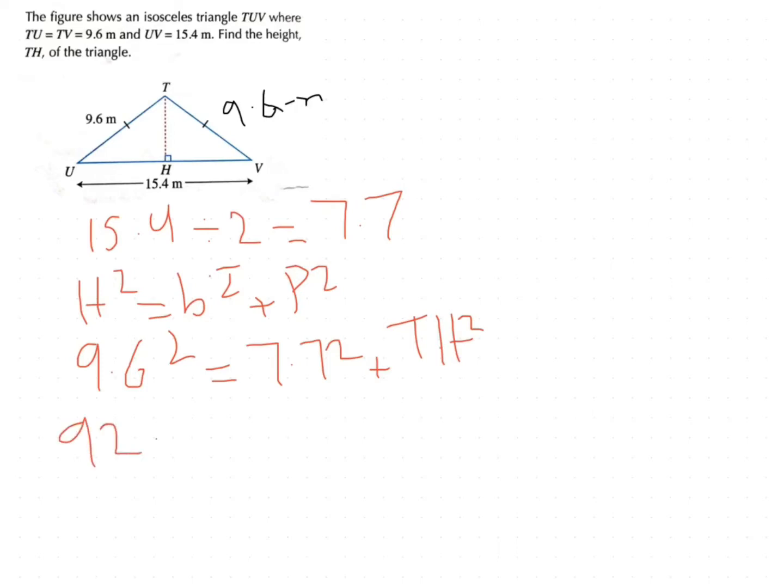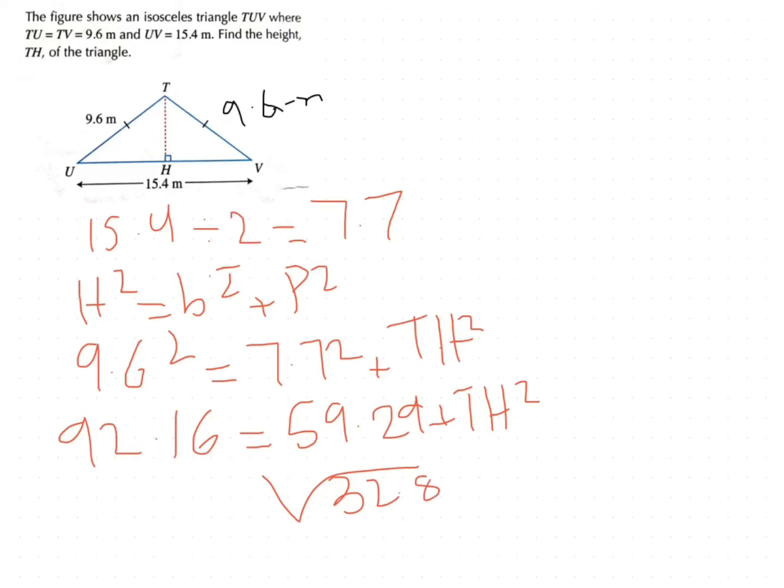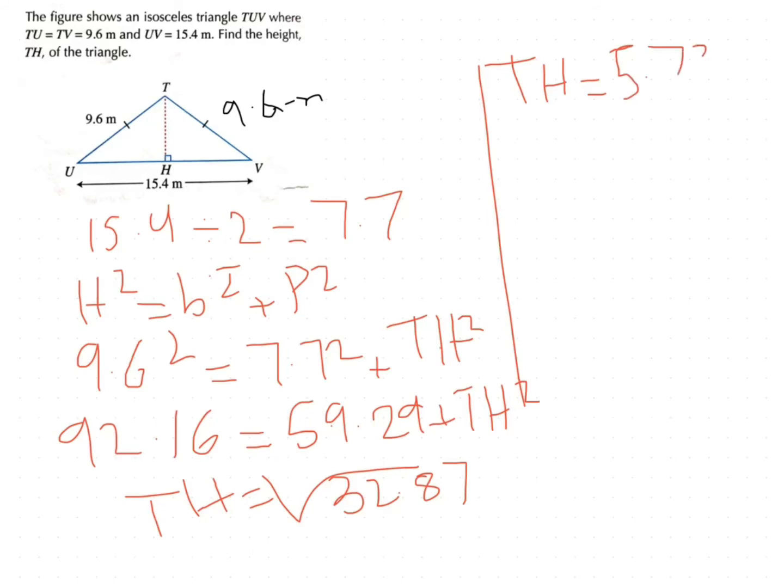Now 9.6 square is equal to 92.16. The square of 7.7 would be 59.29 plus TH square. Now after subtracting that, we will get 32.87. We have to take the square root of it, and the value of TH would be 5.73 centimeter. That was a very easy question.